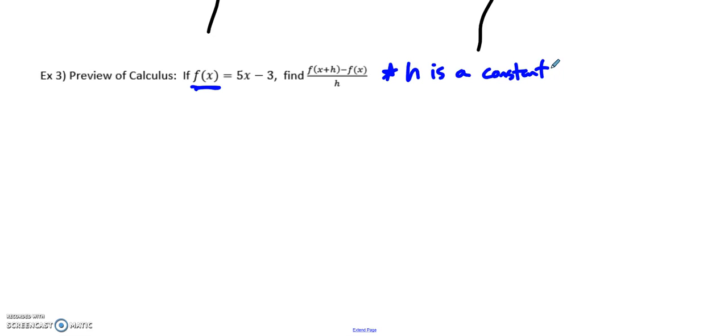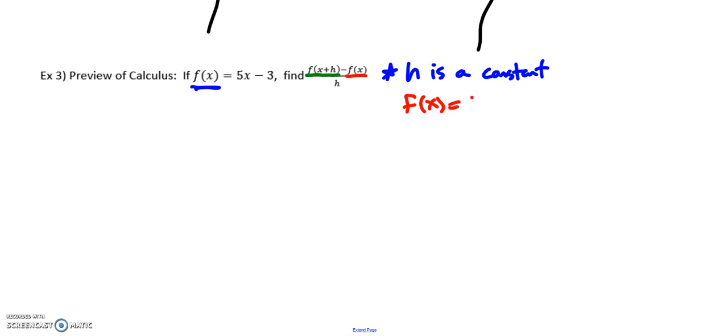In other words, h is not a function. It's just a letter that represents a constant. So we're just going to carry him through like we would any other number. Now when I look at this, I see a couple pieces. I see this first piece right here. That's f of x plus h. I see f of x, and then I just see all the rest of it, which has to do with constants. So over here to the side, I'm just going to write a couple things out.